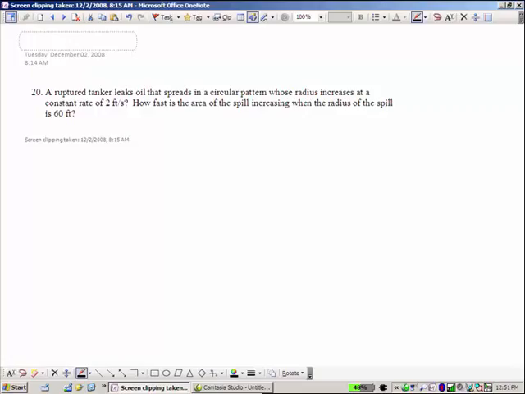Can we think about that for a second? How fast is the area of the spill increasing when the radius of the spill is 60 feet? So if we draw ourselves a picture and we have some radius here, the radius gets bigger. Every second, how big does the radius grow by? 2 feet. The question becomes, okay, when the radius grows 2 feet, how fast is the area increasing?